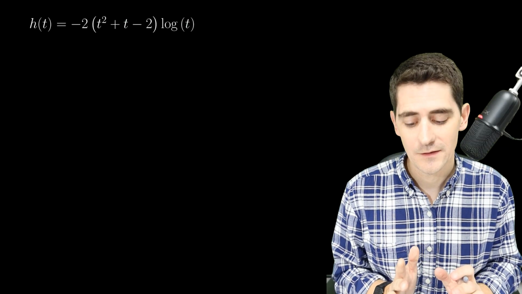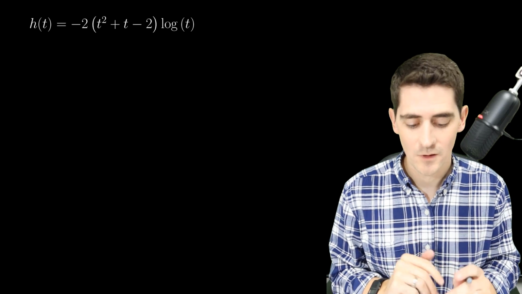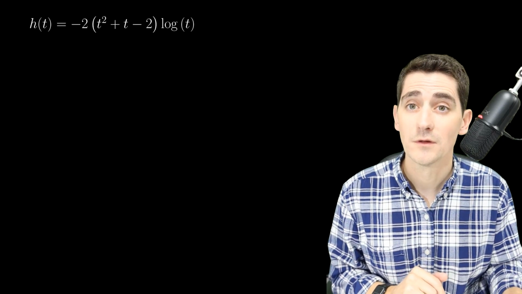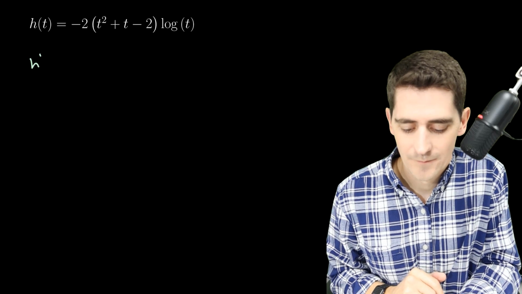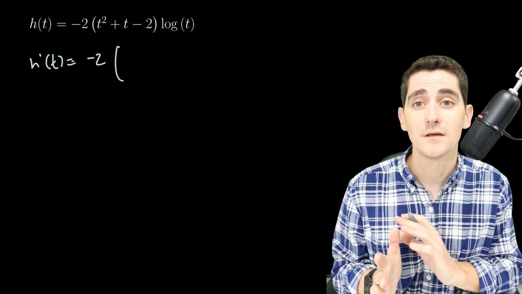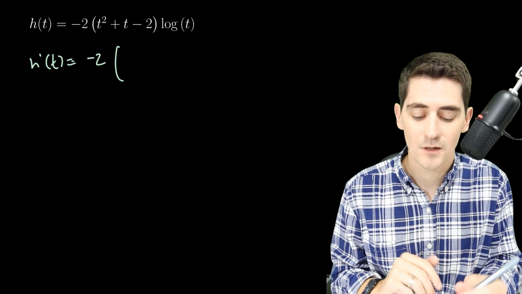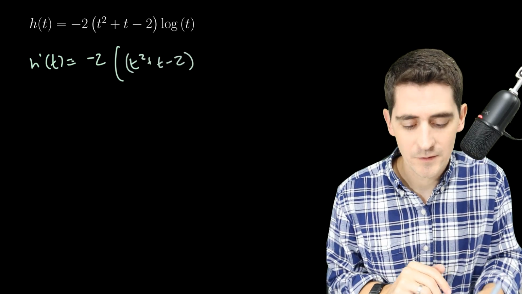Moving on, we have h of t equals negative 2 times t squared plus t minus 2 times log t. Again, product rule situation. So let's leave the negative 2 out of it. That is just a coefficient that doesn't affect our derivative, so we can multiply the negative 2 at the end. I use product rule. It says the first times the derivative of the second.